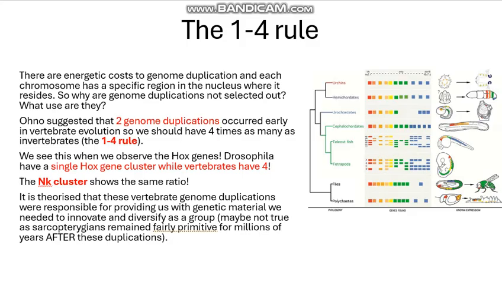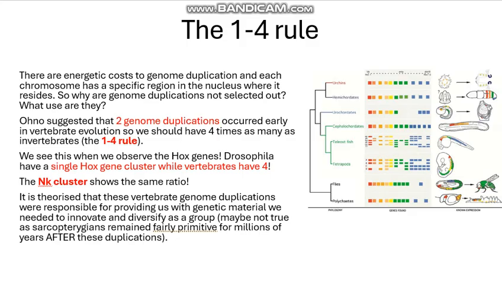We see this when we observe the Hox genes. Drosophila have a single Hox gene cluster, while vertebrates have 4. If you look at the diagram on the right here, you can see the Hox gene cluster for Drosophila here, and then the Hox gene clusters for humans here. Some of the Hox genes in the cluster have been lost, but you can see, for example, in this region at the very end of the human embryo Hox gene cluster, there are 4, while in the Drosophila there is only 1, which is evidence of these 2 genome duplications in the early evolution of vertebrates.